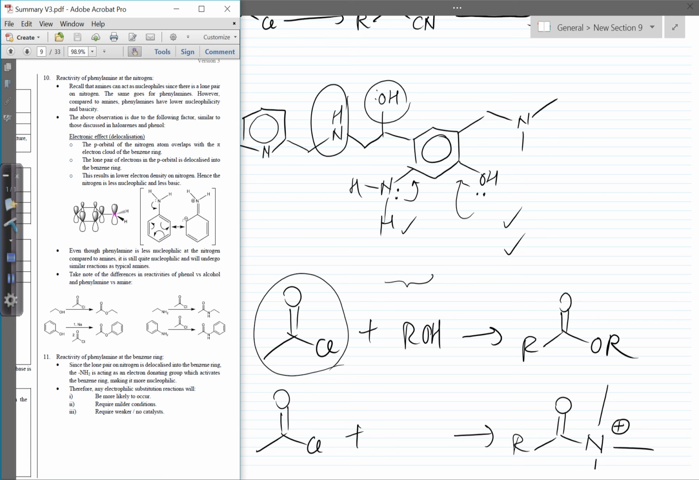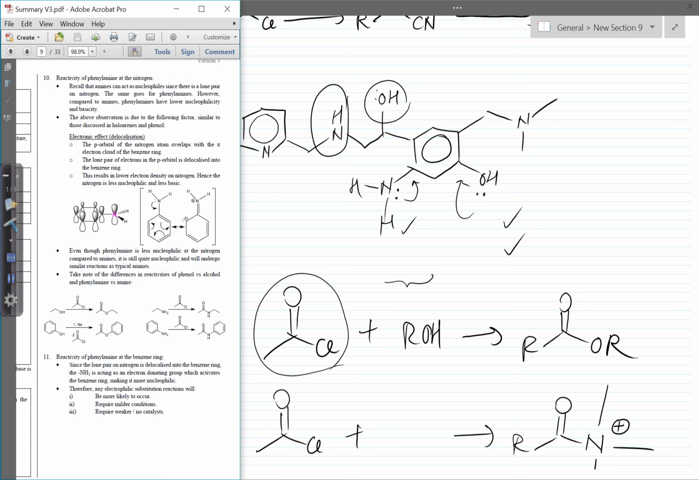So the lower reactivity is due to this electronic effect, right? The p orbital of the nitrogen atom overlaps with the pi electron cloud of the benzene ring. The lone pair of electrons is delocalized, resulting in lower electron density on nitrogen. Hence, nitrogen is less nucleophilic and less basic, right? So now, even though phenylamine is less nucleophilic at the nitrogen compared to amines, it is still quite nucleophilic and will undergo similar reactions as typical amines.